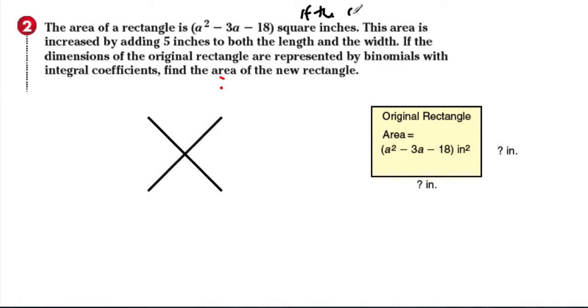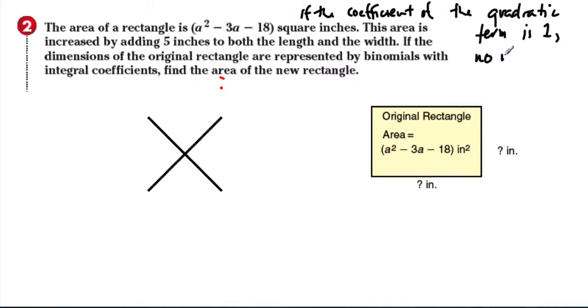If the coefficient of the quadratic term is 1, there is no need for grouping. What does that mean? Okay, I'll show you right now.